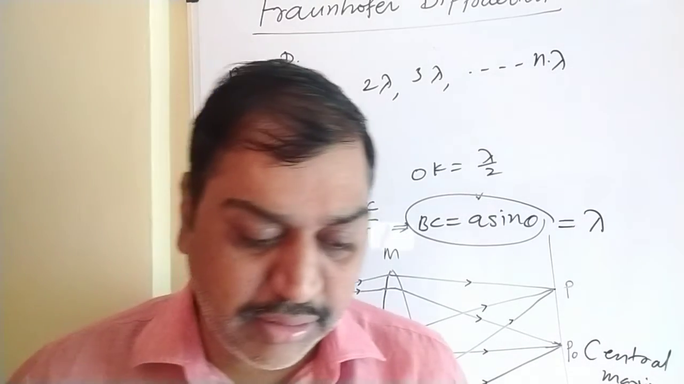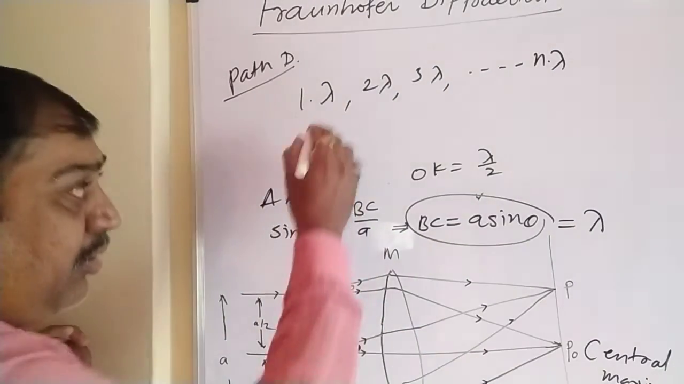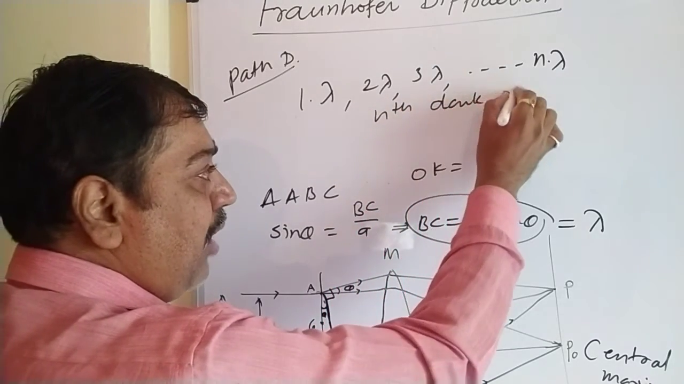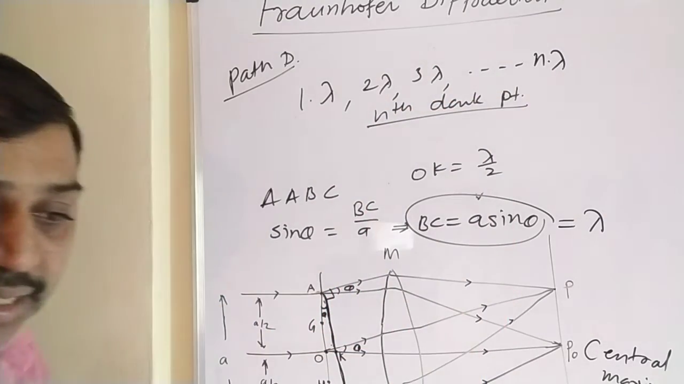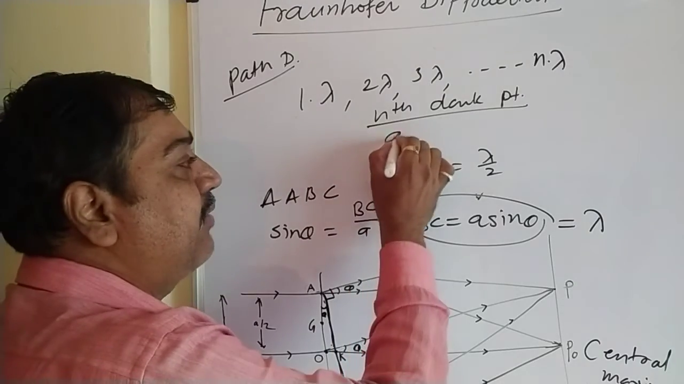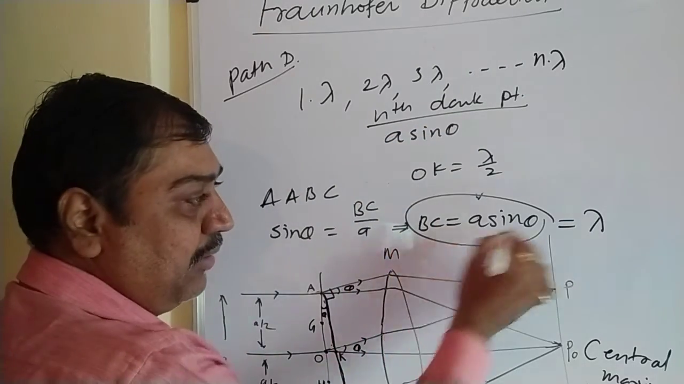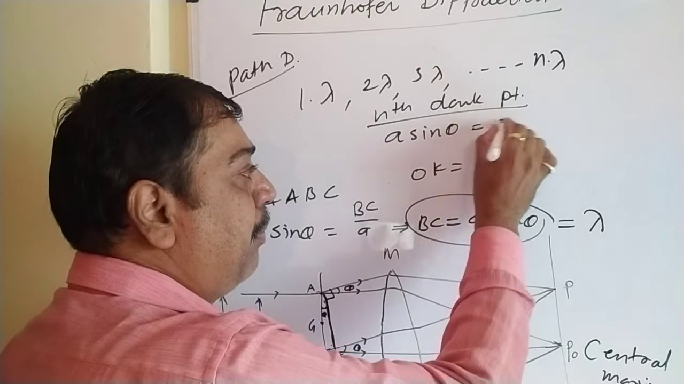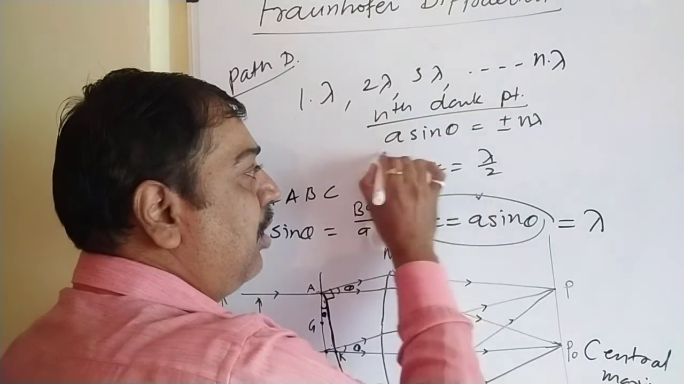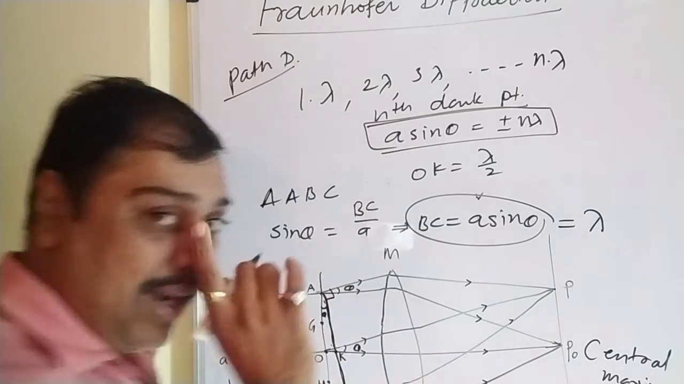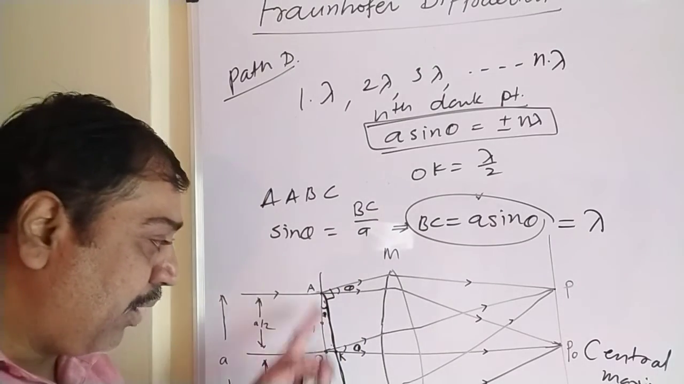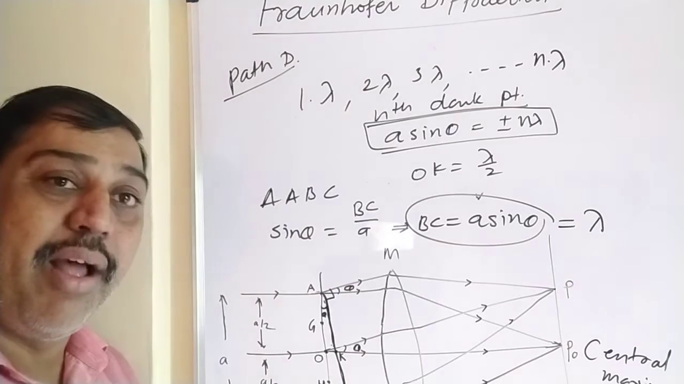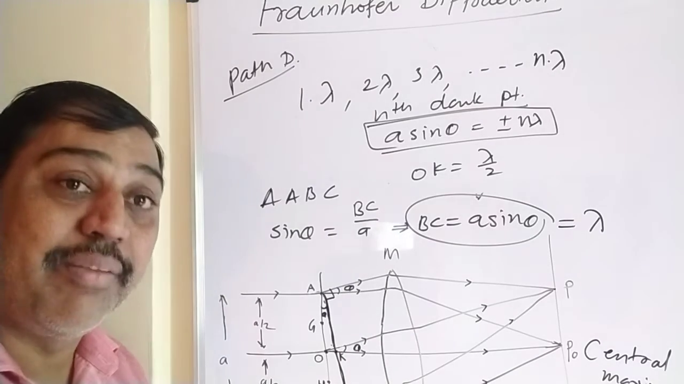In the same way, for the nth dark point, what condition do we have to write? For the nth dark point, we can write a sine theta, this is the path difference, equal to plus minus n lambda. Now the question comes, why is it plus minus n lambda? It's very simple. If you go in the upward direction, it is plus. If you go in the downward direction, it is minus. That's why it is plus minus n lambda. So this is the condition for the nth dark point.